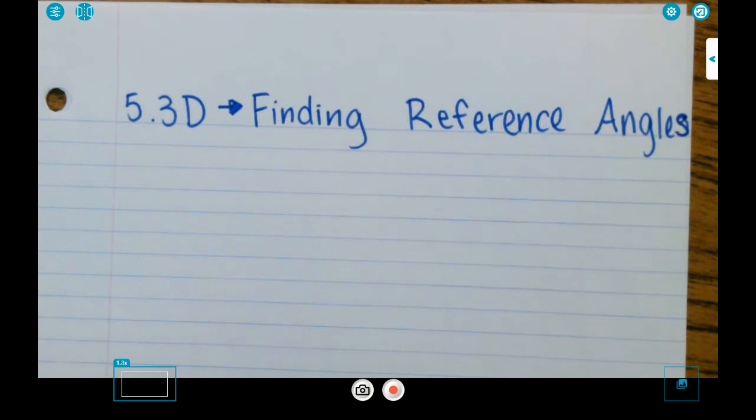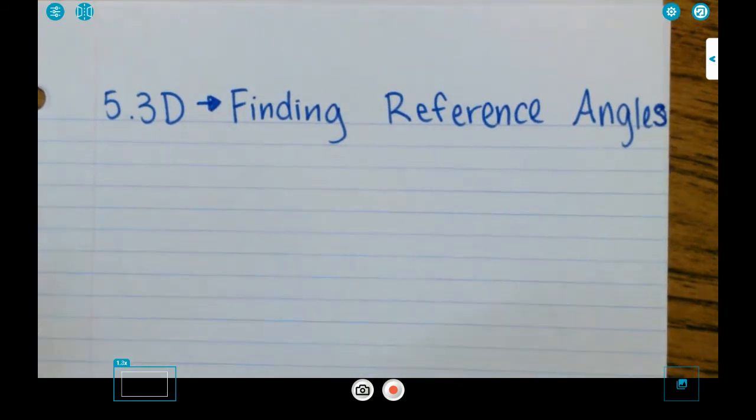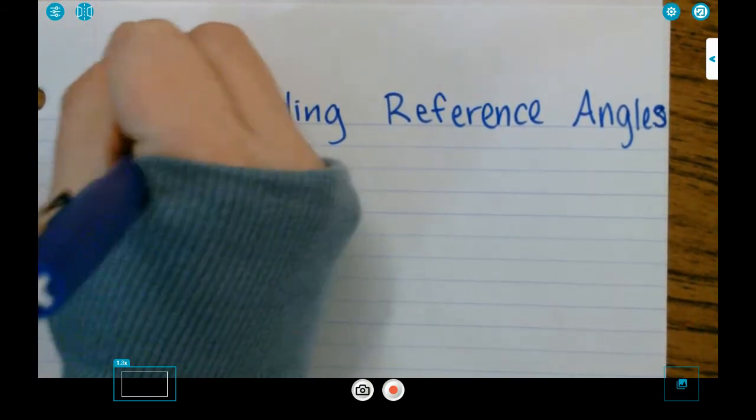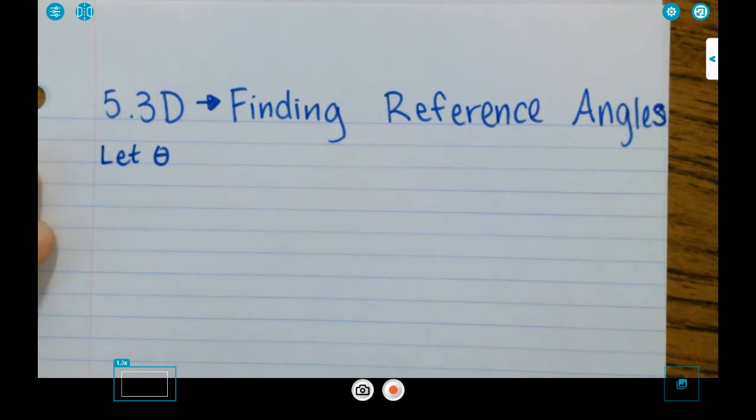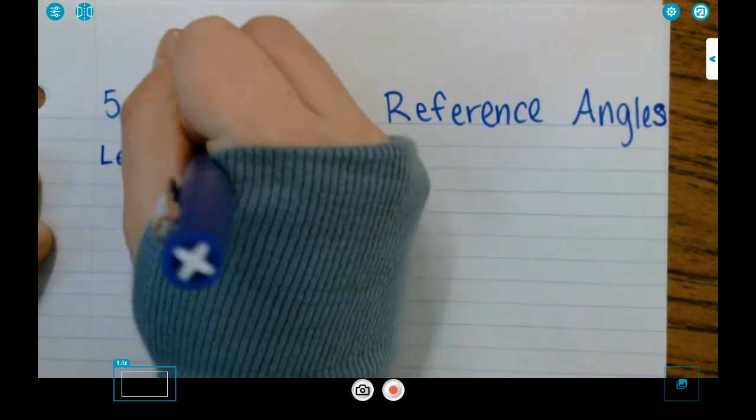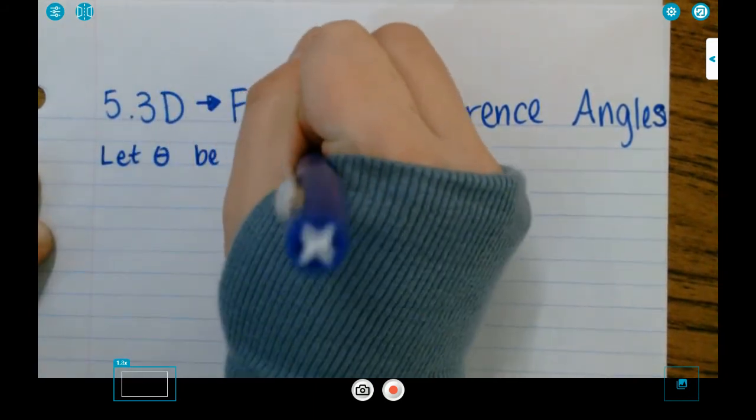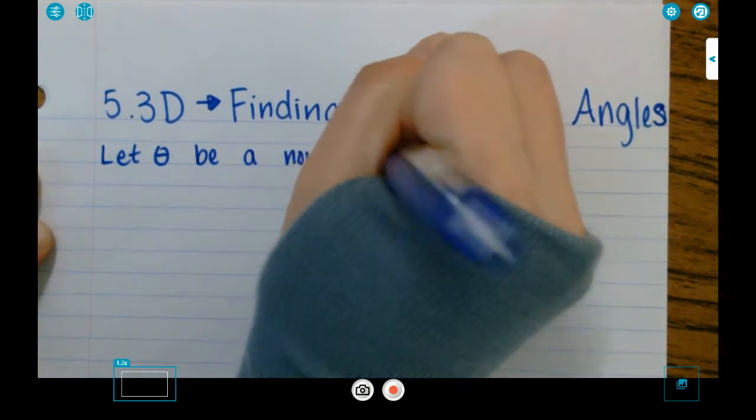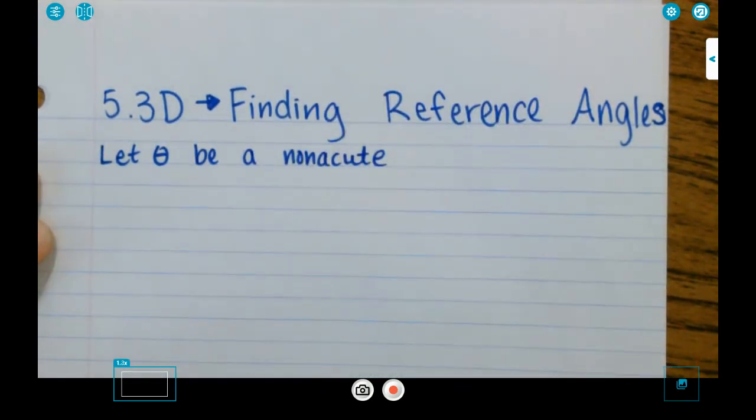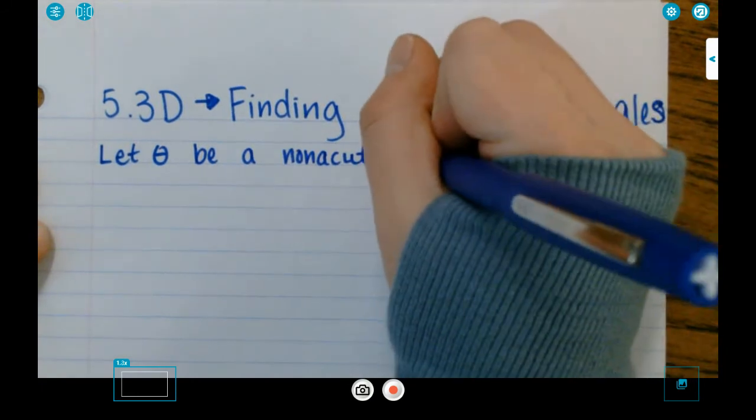So reference angles are, we take angles that are in quadrants 2, 3, or 4, and we find a new angle to use instead of that angle that's in quadrant 2, 3, and 4. So here's the definition of a reference angle. A reference angle is when we let theta be a non-acute angle in standard position that lies in a quadrant.